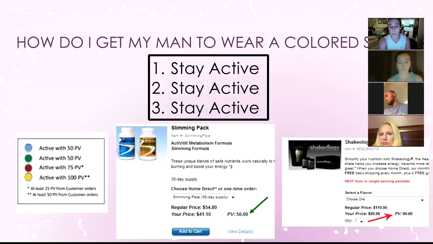And I put the slimming pack because that and the refresh with the 3 Shakeos is the cheapest thing that you can get for your 50 points. So the slimming pack is $41, and this is just showing that your Shakeology is 90. So as you move up in rank, you're going to have to get a little more volume. But like I said, if you get Diamond and you're having your Shakeology, that's 90, and I'm pretty sure you have 10 points of customer.